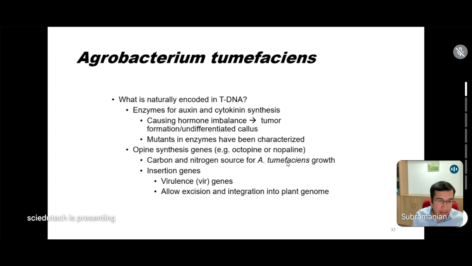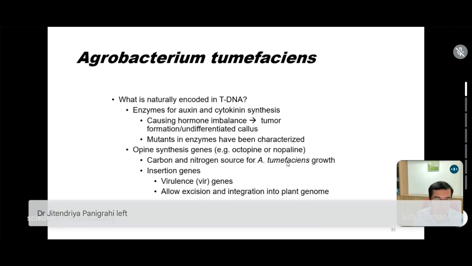Other than genes for these two enzymes, there are genes for opine synthesis. So there is octopine and nopaline, which are carbon and nitrogen sources for the agrobacterium to grow. And then there are genes called virulence genes, which enable excision and integration into the plant genome. So these are the three main components of the tDNA. Next slide, please.